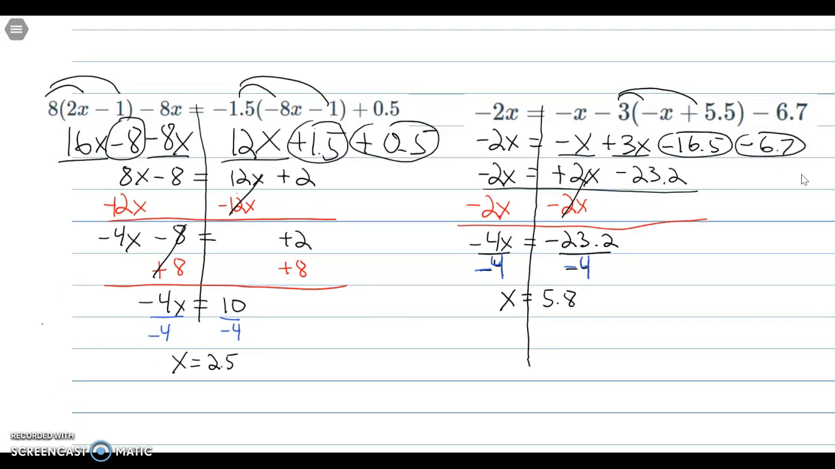And that's pretty much it. That is solving equations with decimals, but I like to call them extra long equations.